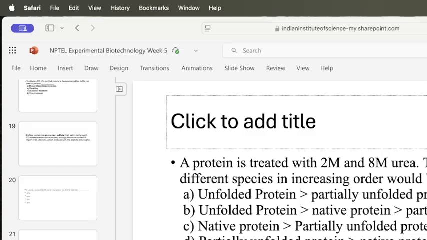Native protein greater than partially unfolded protein greater than unfolded protein. The unfolded protein will go through all the pores, take the largest route, and will elute last.